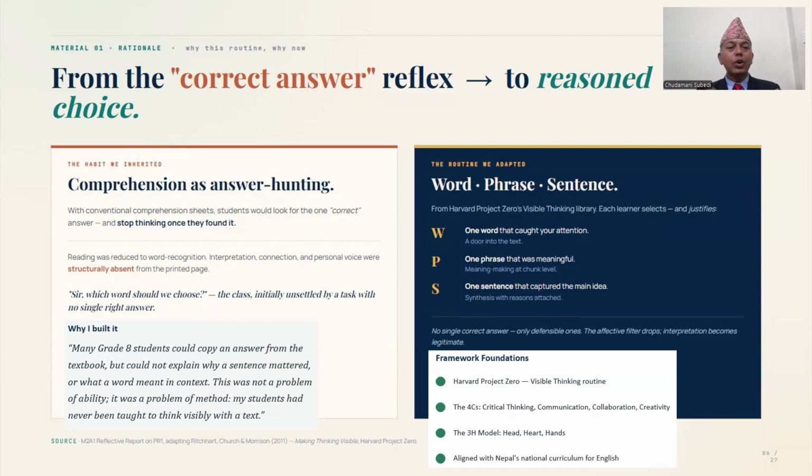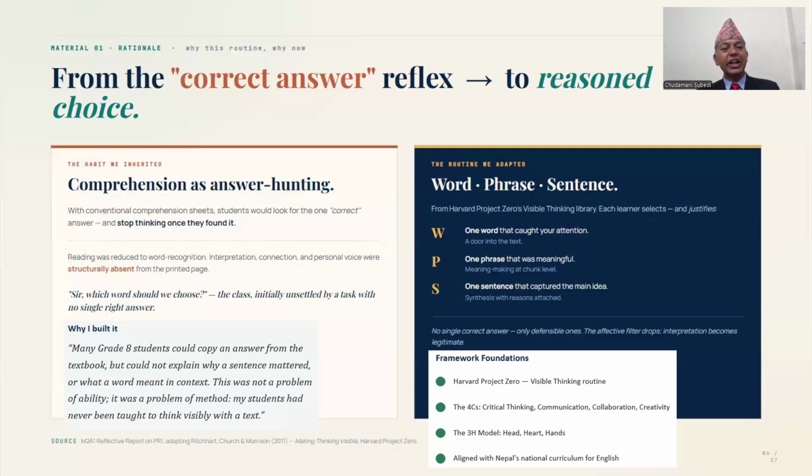Sir, which word should we choose? The class was initially unsettled by a task with no single right answer. Why I built it? Many graded students could copy an answer from the textbook but could not explain why a sentence mattered or what a word meant in context. This was not a problem of ability. It was a problem of method.